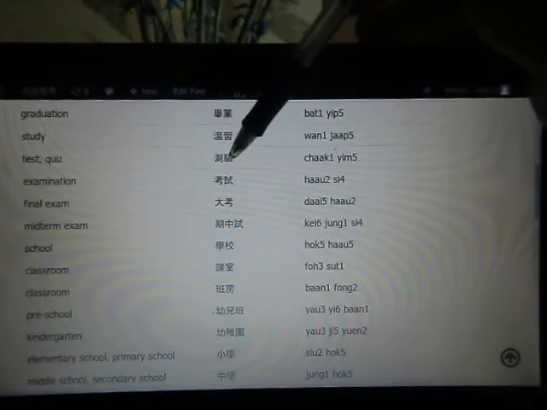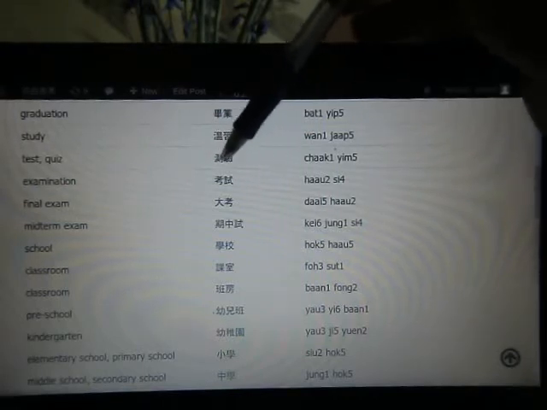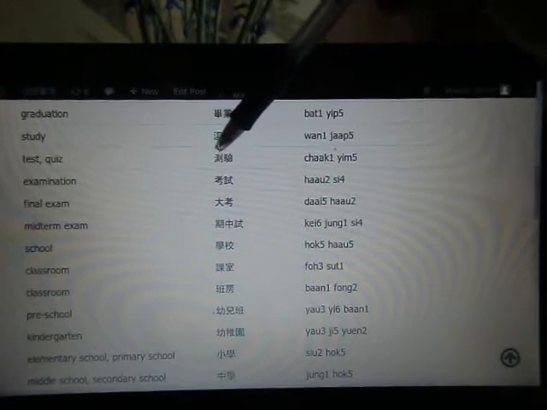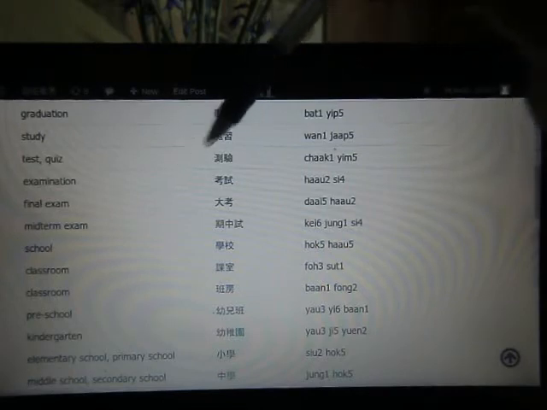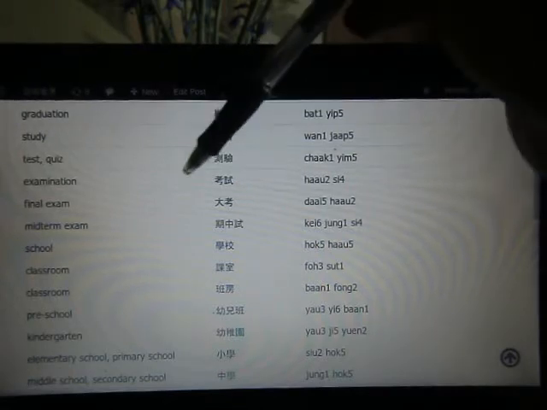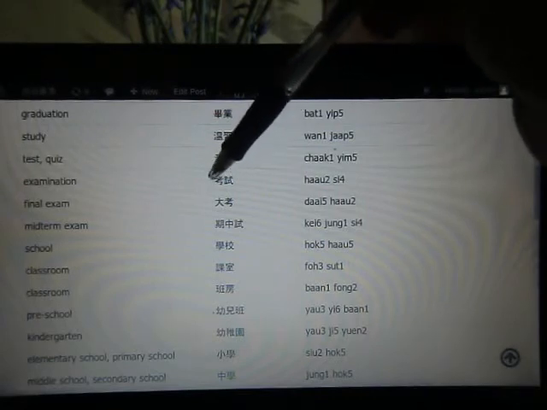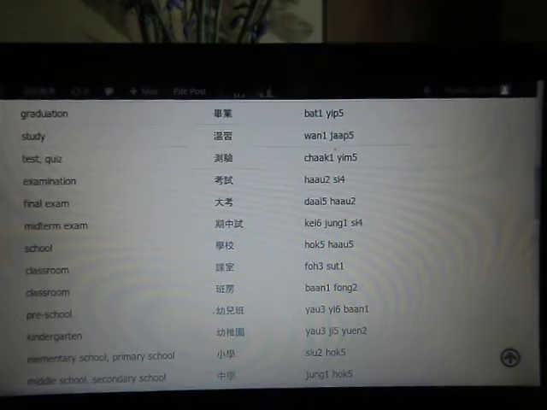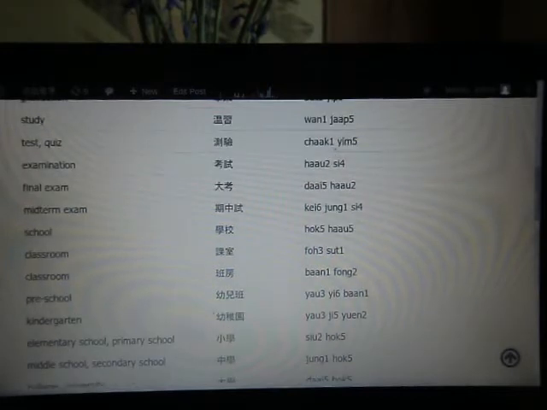And then 測驗. 測 and 驗 both mean test. 驗 actually means examine. 測 means to test. So 測驗 means a quiz or a test. And examination is 考試. 考 means to test you. 試 is also a test, and can also mean try.